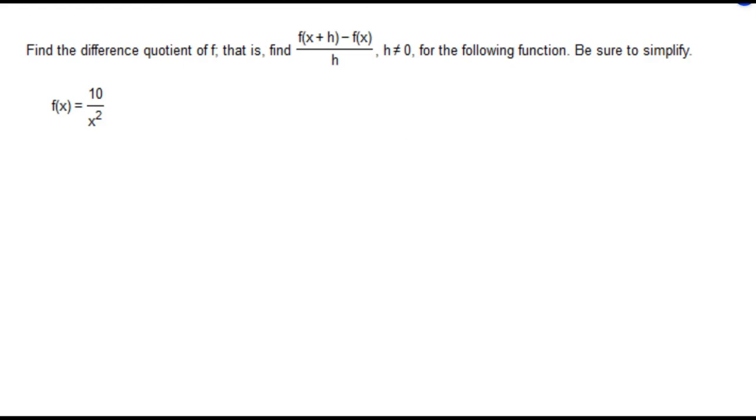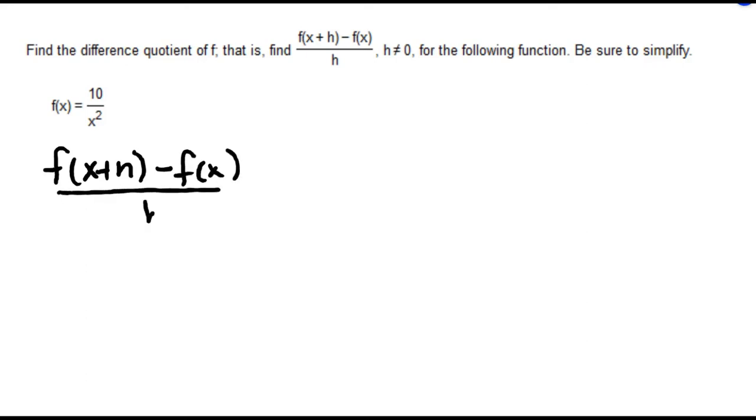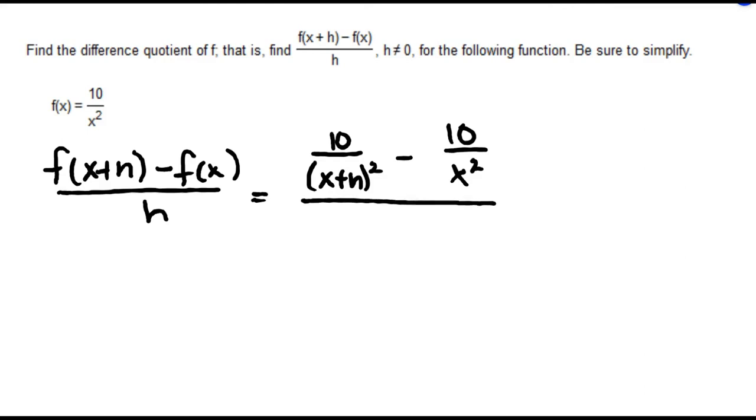So I'm going to write out what the difference quotient formula is. That's f of x plus h minus f of x over h. For our function, for the first part, I'll replace the x with x plus h, so it becomes 10 over x plus h squared minus 10 over x squared over h.